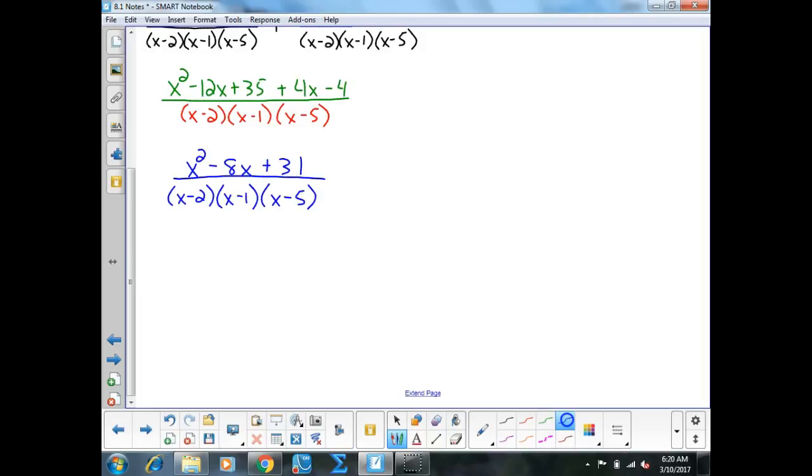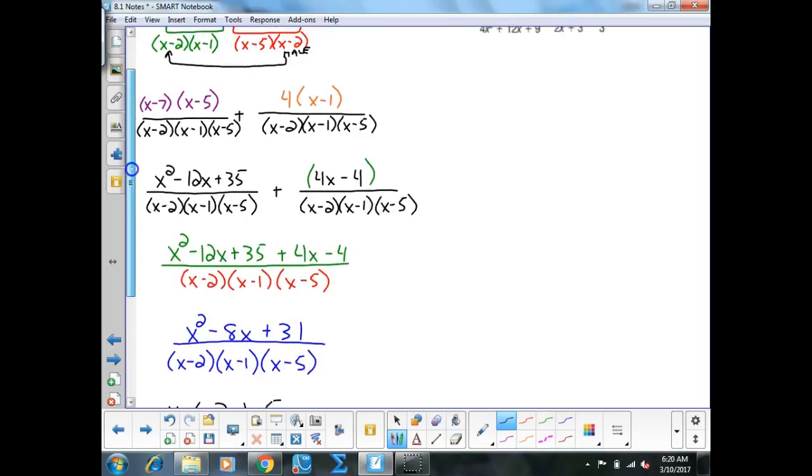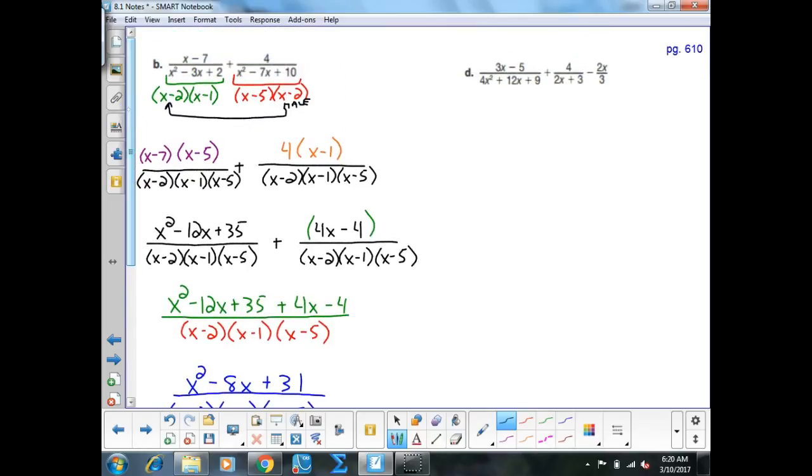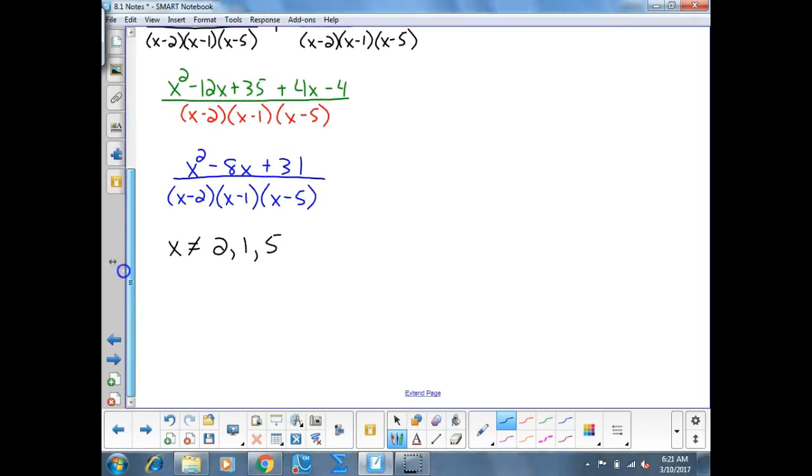Now here again, I look for, can the numerator be factored? And I cannot, there are not two numbers that multiply together to be 31 and add to be negative 8. So then I go to my restrictions. So for sure, x cannot equal 2, 1, or 5 from my answer. Go back up. Nothing else factored out, top and bottom. So we're good there. So then this is my answer with my restrictions.